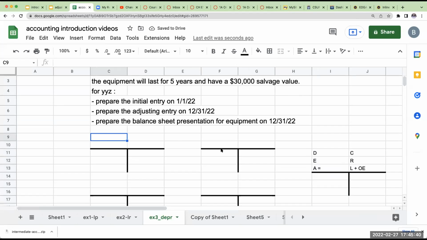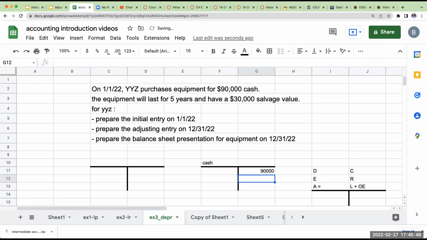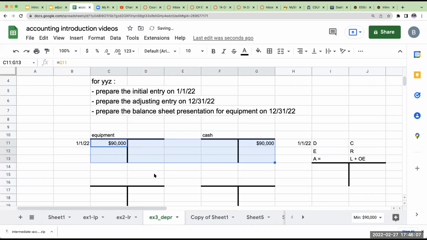So when I buy that equipment, my cash is going down. I'm going to show a decrease of that cash by showing a credit to cash. And what I'm going to debit is equipment, for $90,000, on January 1st, 2022. Notice we're doing this for financial statement purposes. If you're doing it for tax purposes, it might be very different depending upon if we can write it all up at once or the like. So this is the first entry I go through and make.